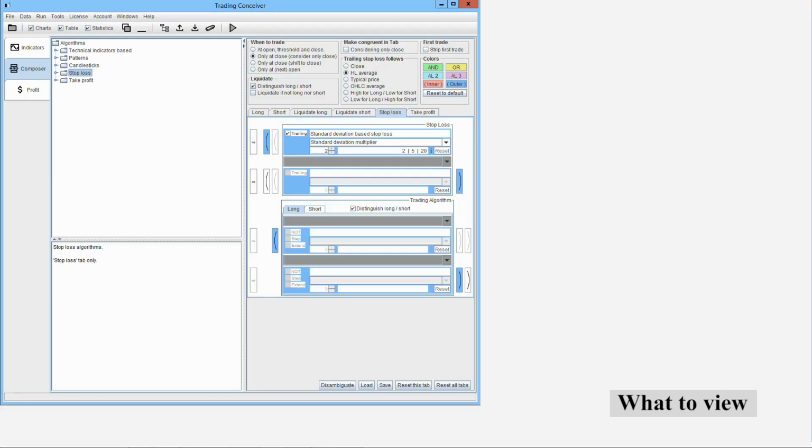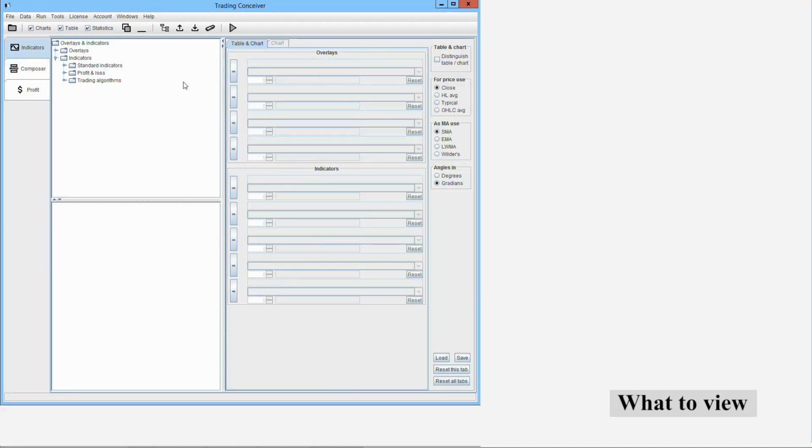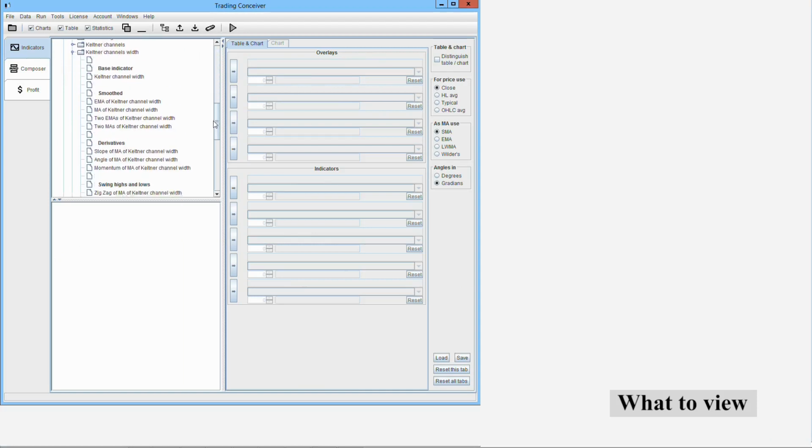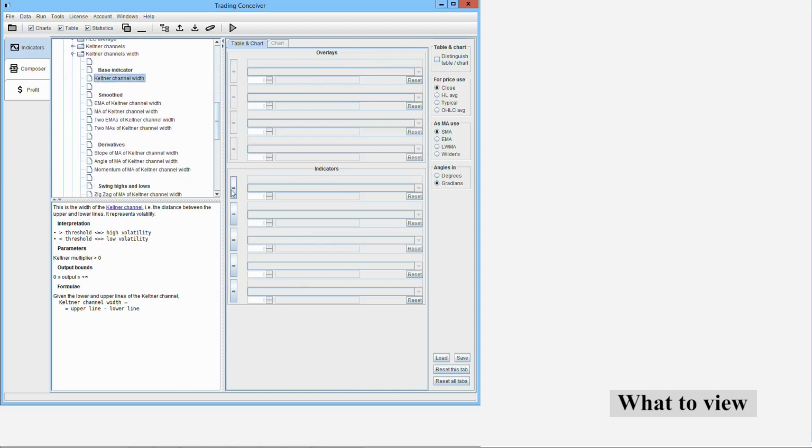Now we need to decide what to visualize in the outputs, that is in charts and table. For that, select the Indicators main tab. As before, pick the indicators and algorithms of your choice in the tree and put them in one of the slots by pressing the corresponding selection button. Adjust the indicators by fine-tuning their input parameters.